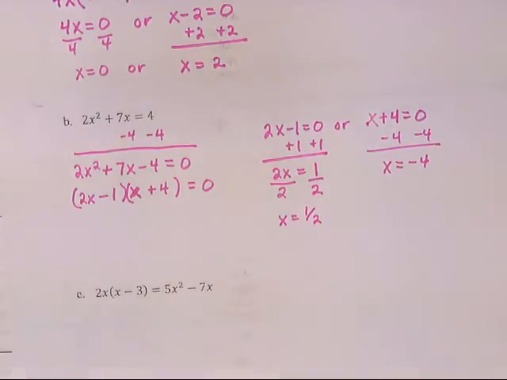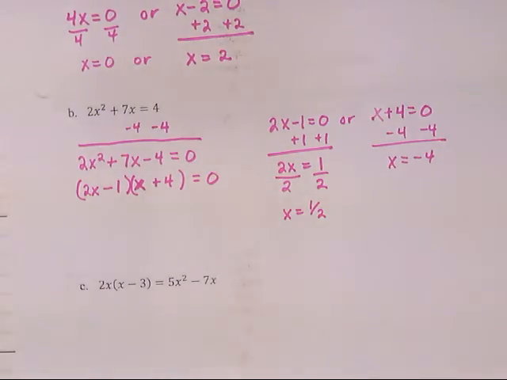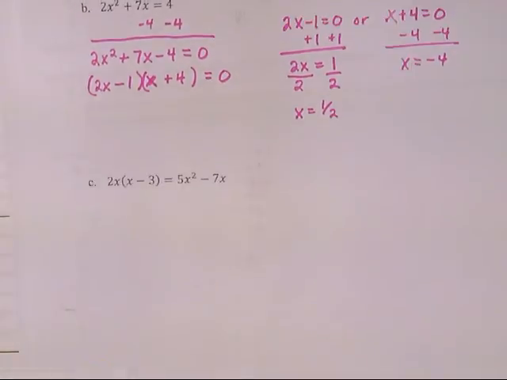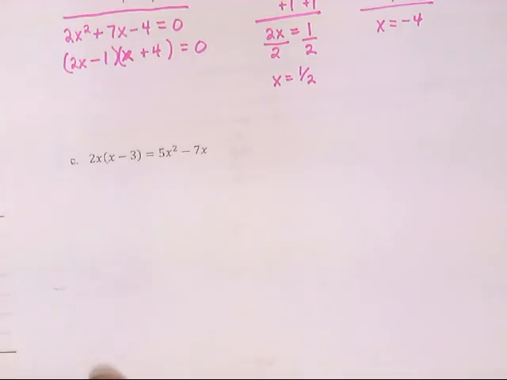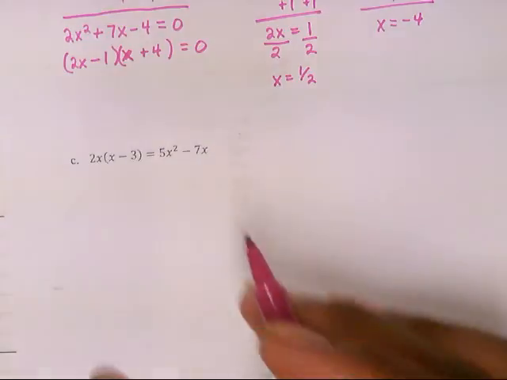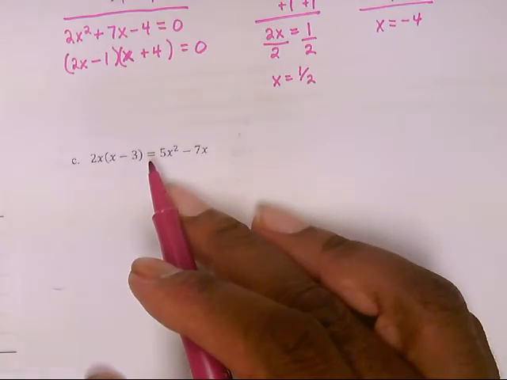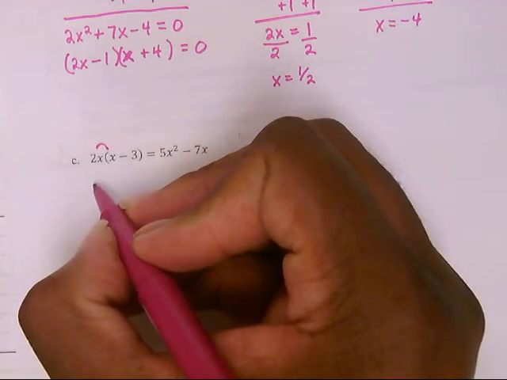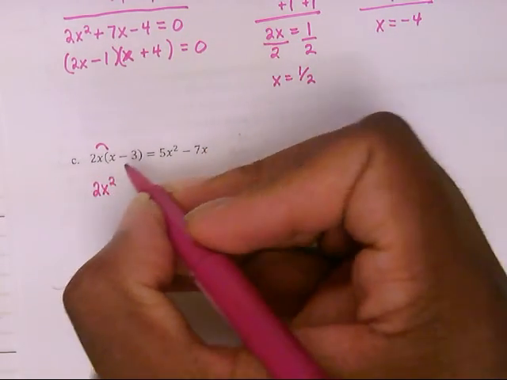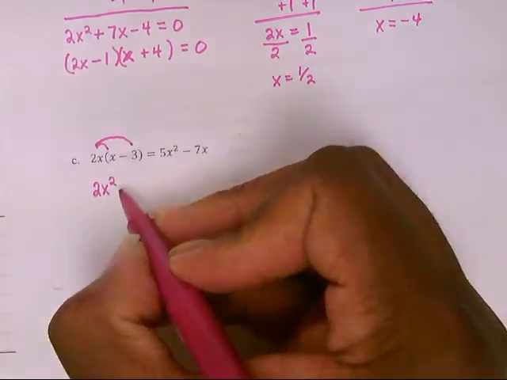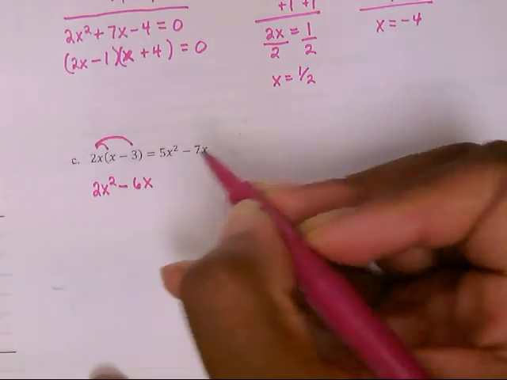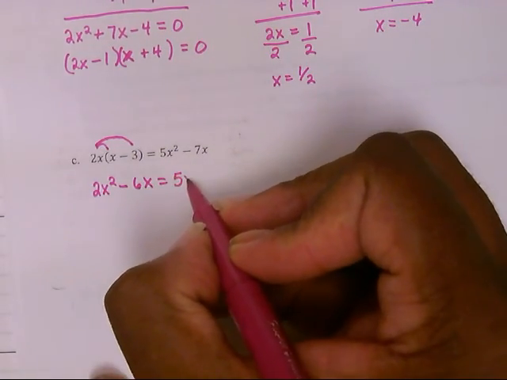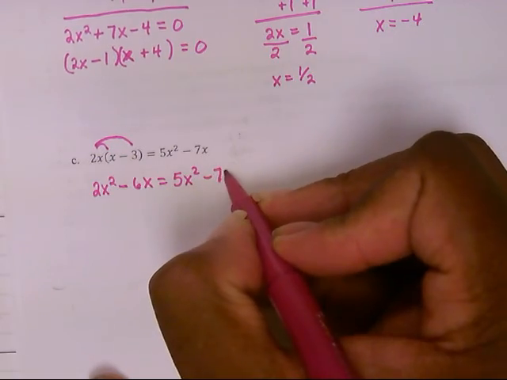Alright, suppose you had an equation like this one, 2x times the quantity x minus 3 equaling 5x squared minus 7x. Well, on the left side we need to use the distributive property first. So here if I do 2x times x, that'll be 2x squared, and then 2x times that minus 3 will be minus 6x. And then that's equal to 5x squared minus 7x.